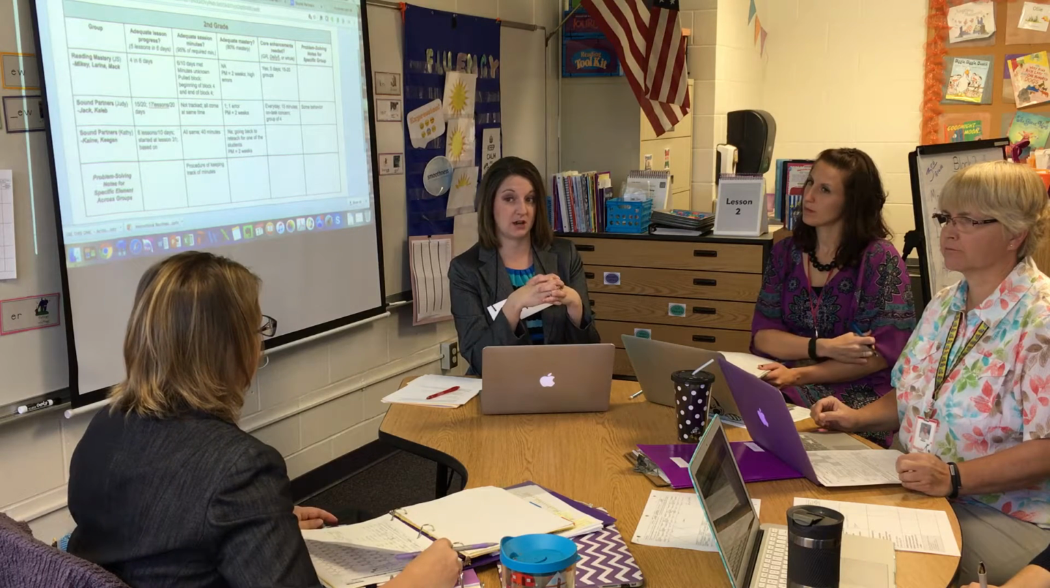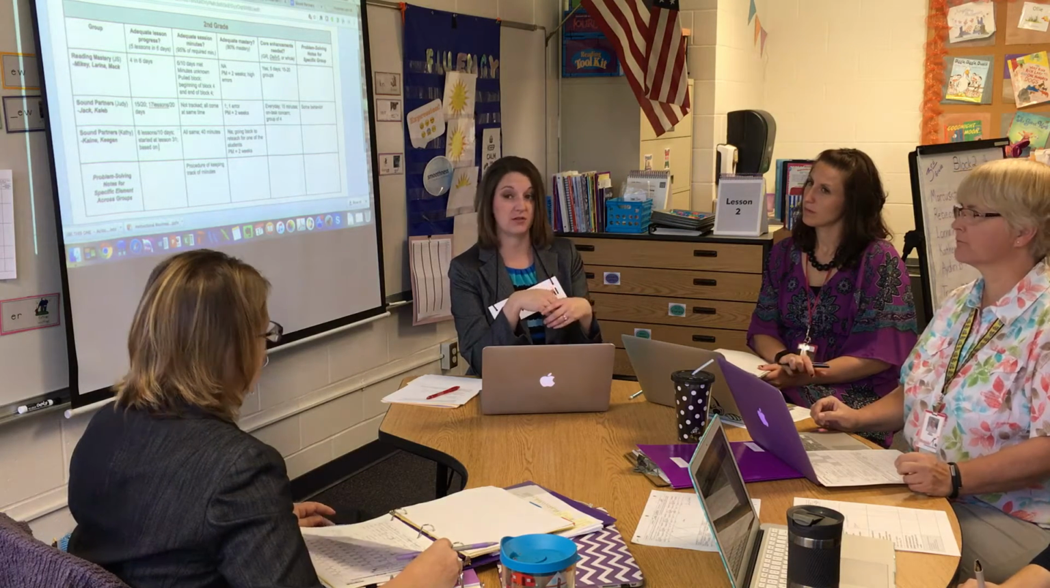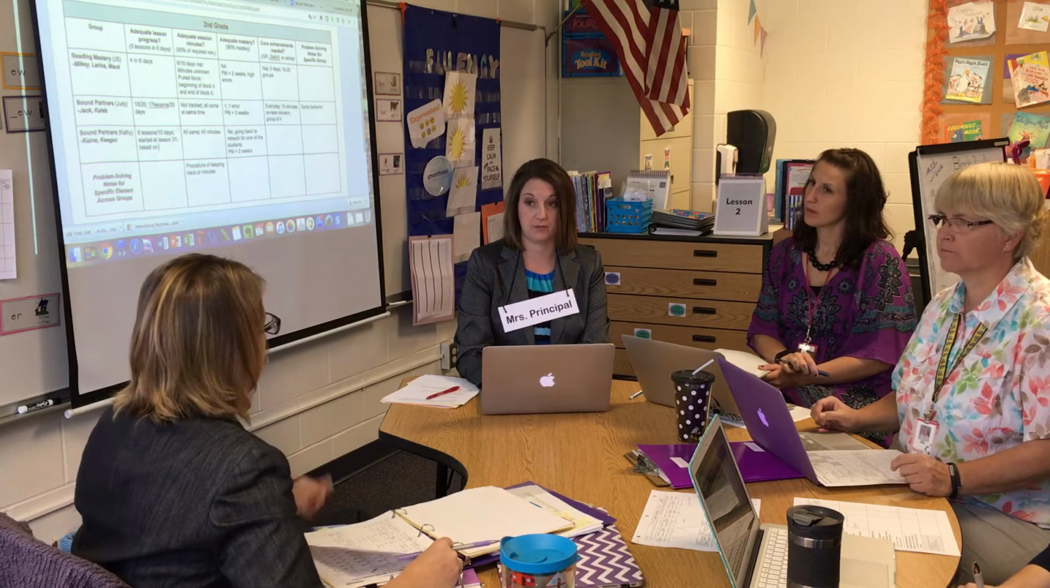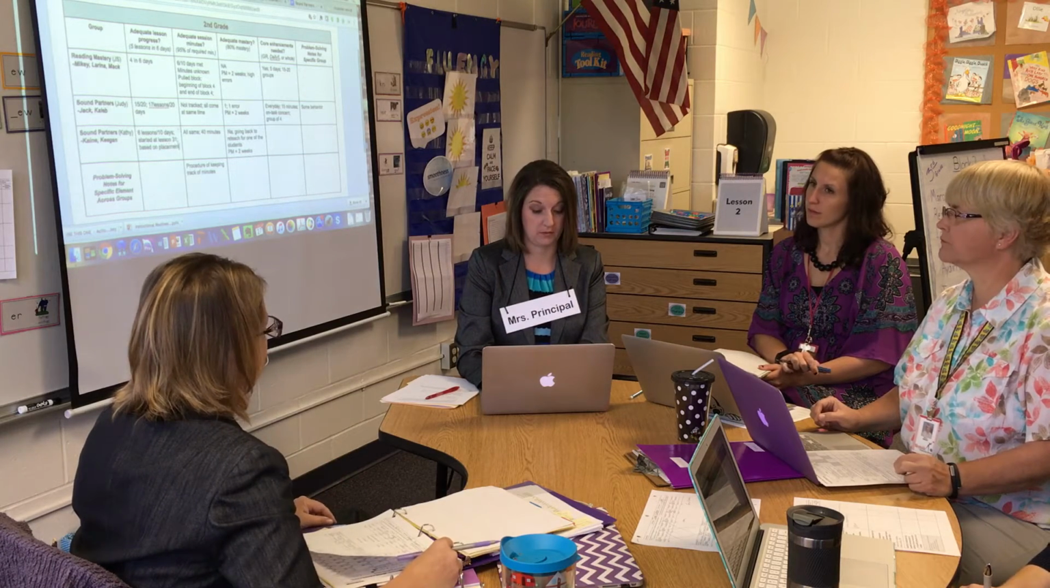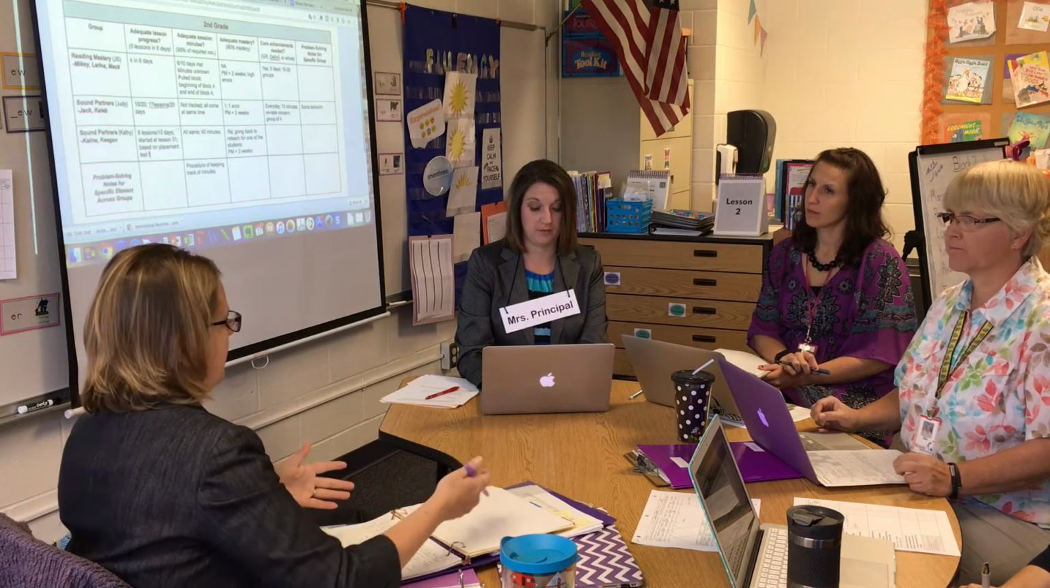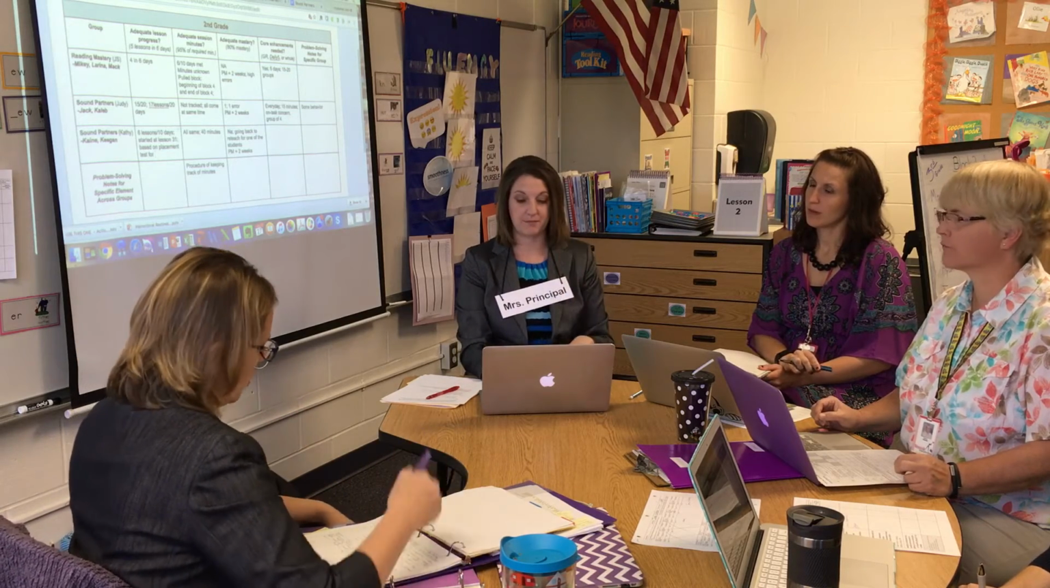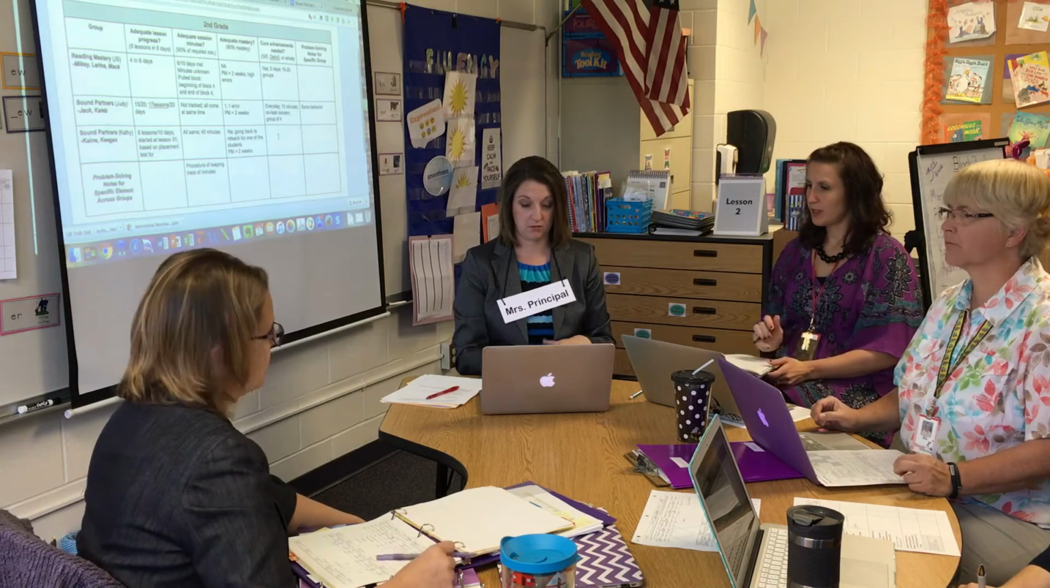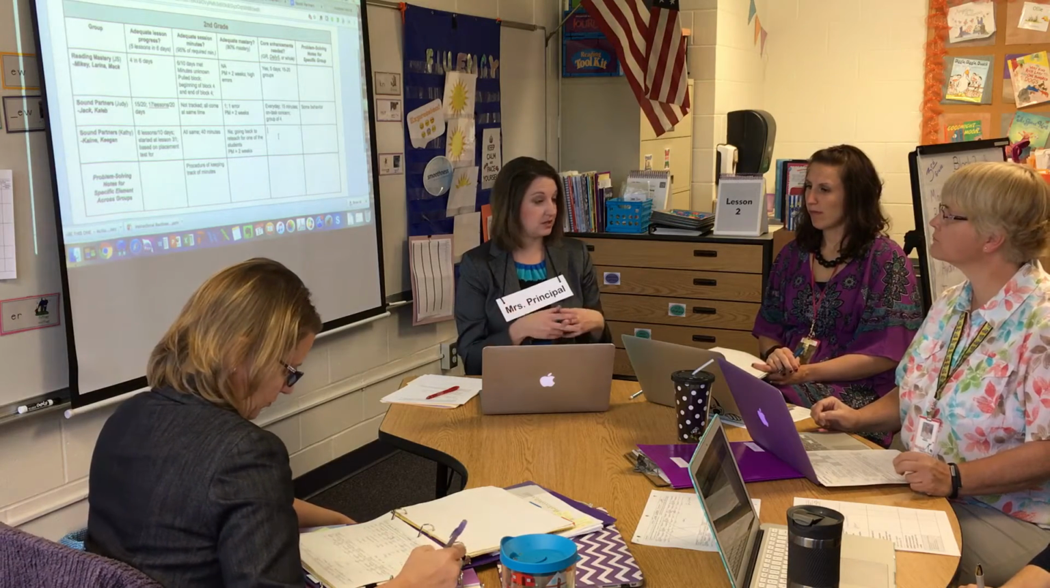Just based on the screening data, or because they're in guided reading together? It was based on the Sound Partners placement data. First, obviously, they qualified, they had scores, but then we also did the Sound Partners placement. Cool, okay.